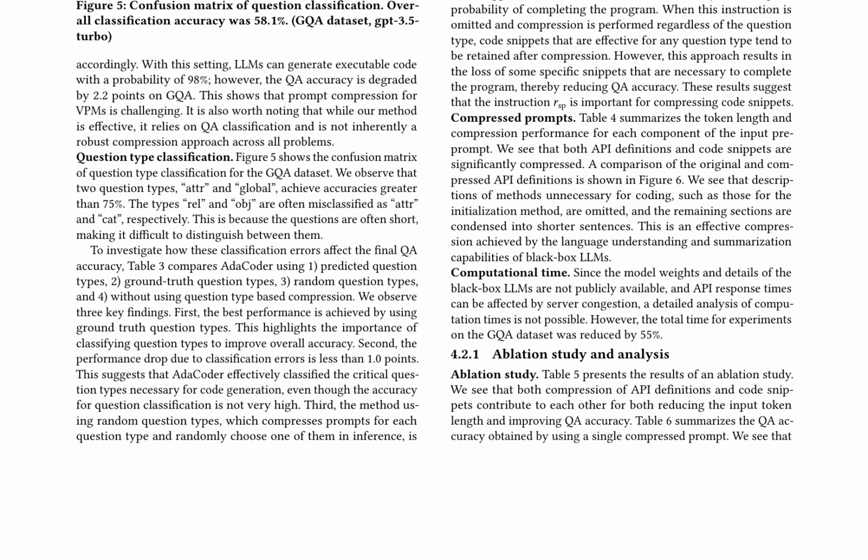Table 4 summarizes the token length and compression performance for each component of the input preprompt, demonstrating significant compression of both API definitions and code snippets. The compression of API definitions effectively omits unnecessary descriptions and condenses remaining sections into shorter sentences. The computational time for experiments on the GQA dataset was reduced by 55%. Although a detailed analysis of computation times is not possible due to the lack of publicly available model weights and server congestion, the results suggest that AdaCoder can efficiently compress prompts while maintaining accuracy.